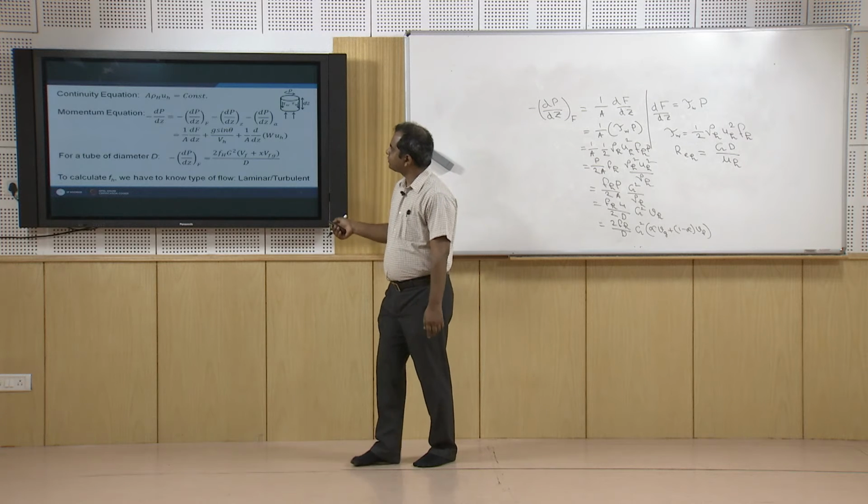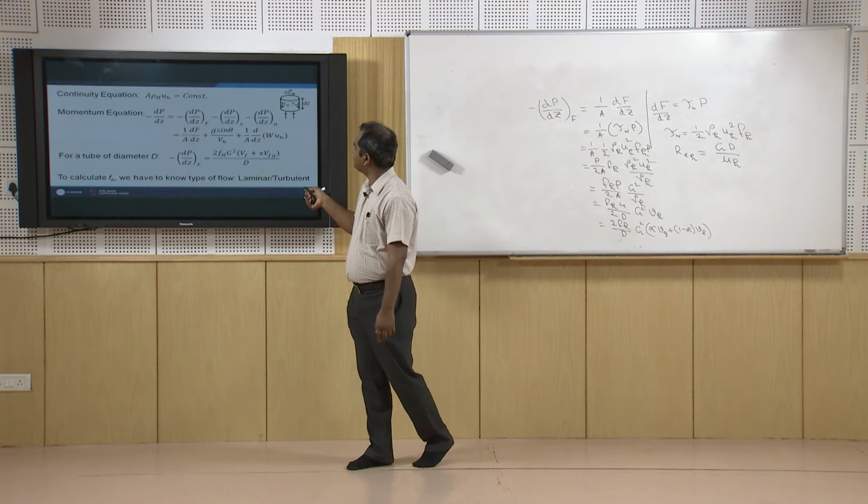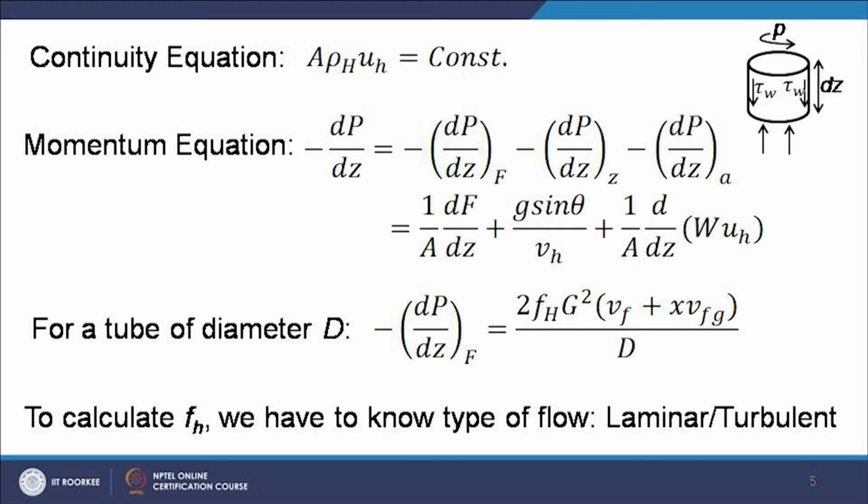Next, let us go to the next component, which is nothing but the acceleration component. Here we see that the acceleration component will be 1 by A, so per unit area, and this is the momentum W into u_h. W is the mass flow rate and u_h is the homogeneous velocity. So, the rate of change of momentum divided by area will be your force. Let us find out how we can simplify these equations. Next, let us go for the acceleration part, the pressure drop due to acceleration.